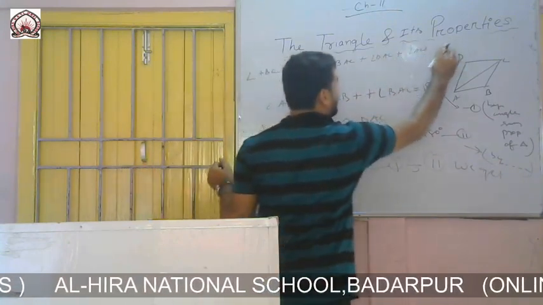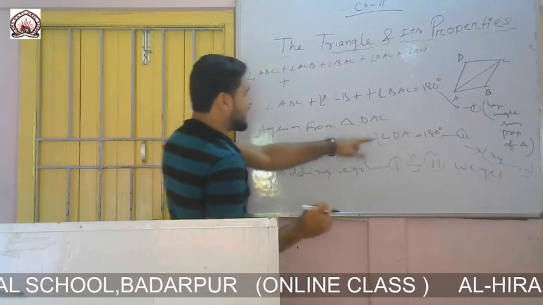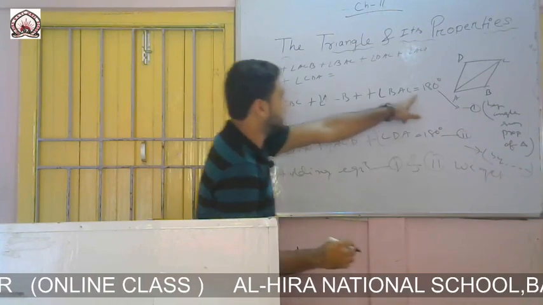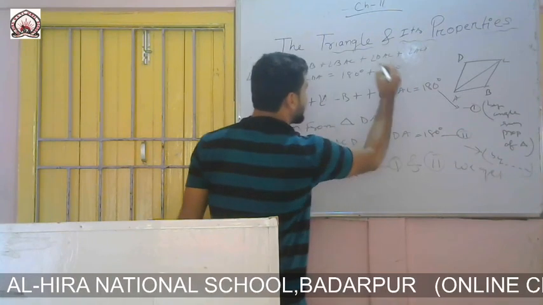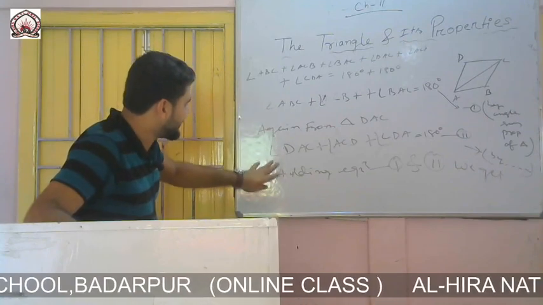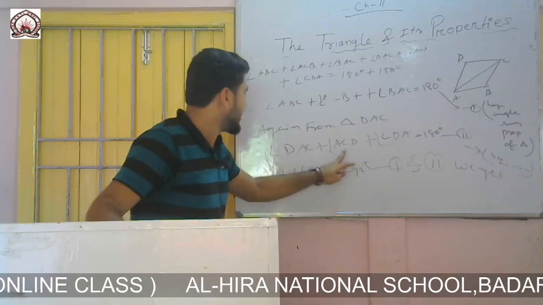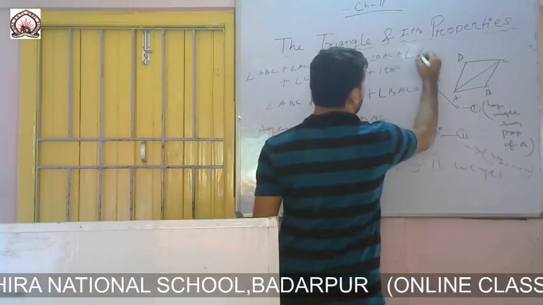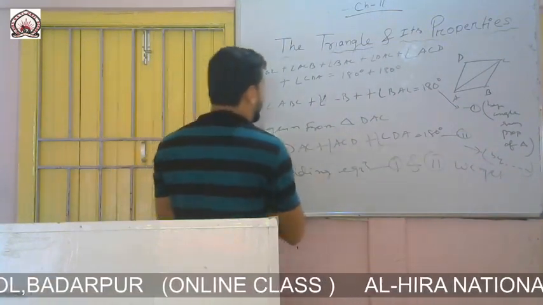plus angle CDA equals 180 degrees plus 180 degrees. Okay, so just to check, I have written all these: ABC, ACB, BAC, DAC, ACD and CDA. Now you see, from there I can find your answer.